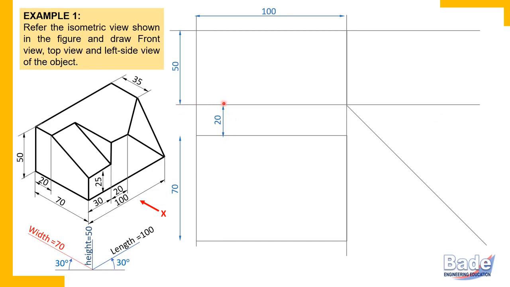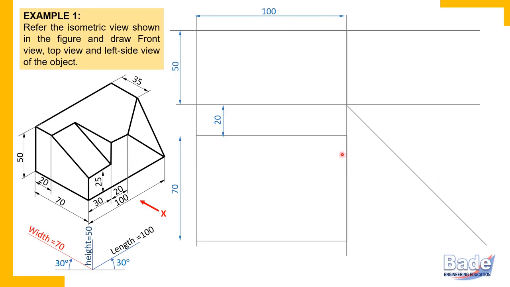We'll consider this horizontal line as the XY line. What does that mean? That our object is resting on HP. So imagine this line as the XY line and this vertical line as the X1, Y1 line. So this point becomes the intersection of the XY line and the X1, Y1 line. So directly from this corner of the front view, you draw a line exactly at an angle of 45 degrees.